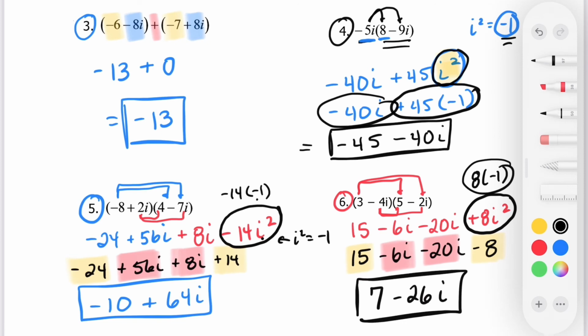Okay, so again, these are just a few examples of how we would add complex numbers, subtract complex numbers, and also multiply complex numbers. I hope this video was helpful, and we'll see you in the next one.